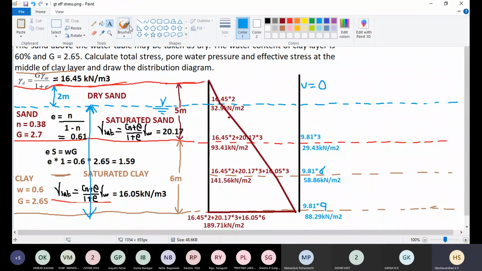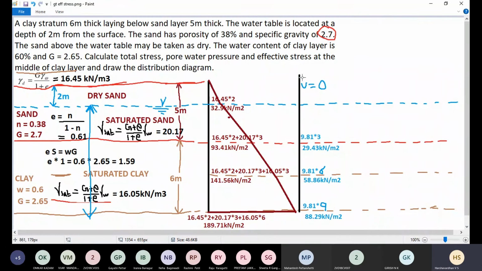So we'll draw the pressure distribution diagram. We'll start from the water table. At the top of the water table, it will be 0, and it is going to gradually increase with depth: 29, 56, and 88. So this is my pore water pressure distribution diagram.